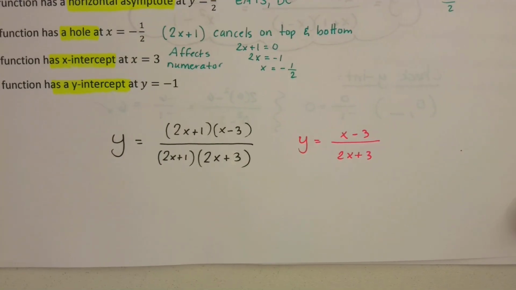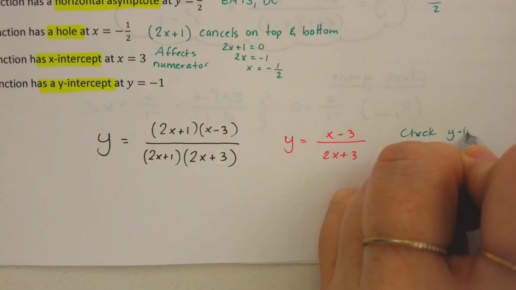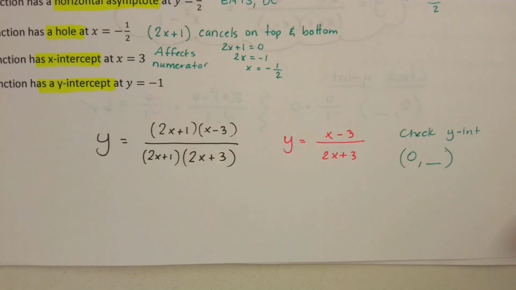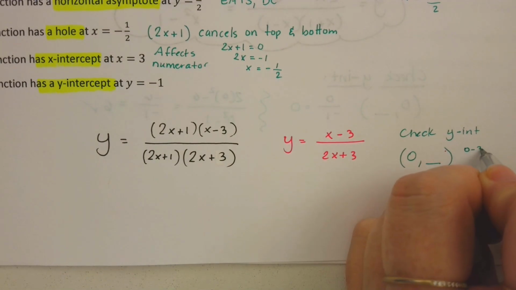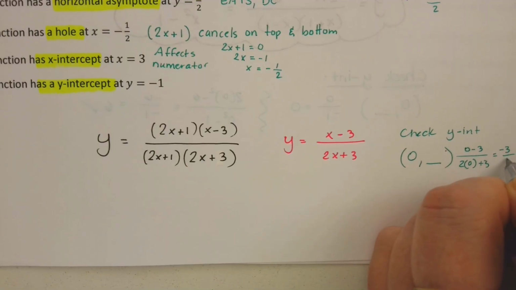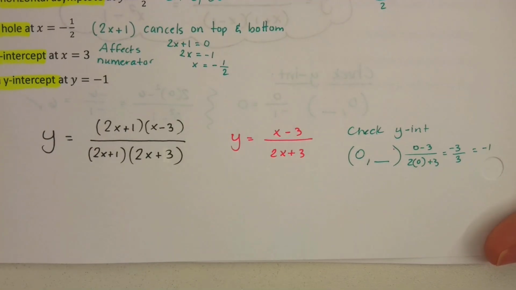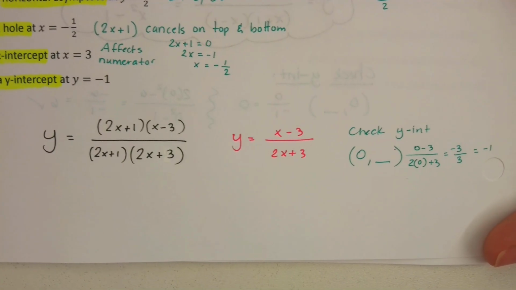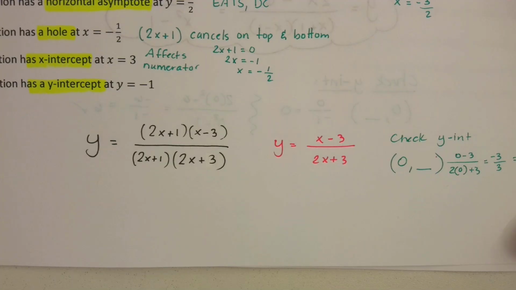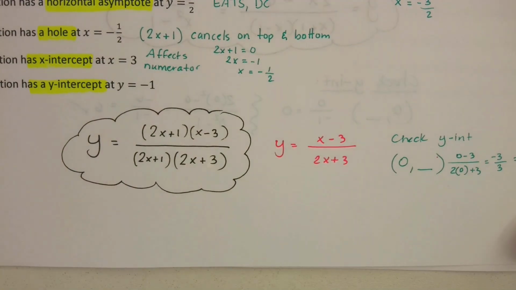And then let's check that y-intercept. If I plug in 0, I would get 0 minus 3 over 2 times 0 plus 3, which would simplify to negative 3 over positive 3, which is negative 1. Is that the right y-intercept, or do we need to adjust it? That's the right y-intercept. What are we circling for our final answer then? The pink one or the black one? The black one, right. The black one is the one that shows that that whole canceled out. Very good. Alright.